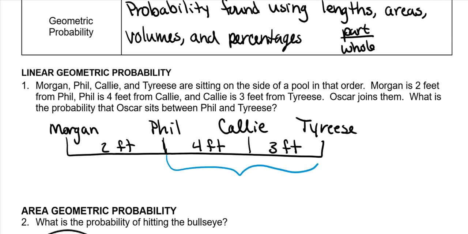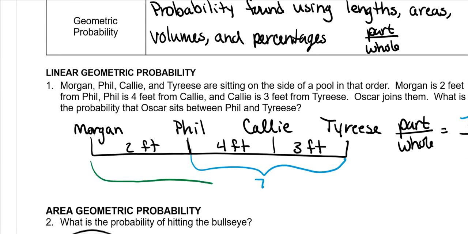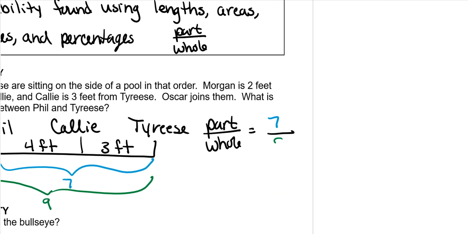So between these two. All right, so we always do part over whole. So first of all, between those two is my part, which is 4 plus 3, which is 7. So it's always part over whole. And my part is 7. And then my whole is how far apart are all of them. So it's basically 7 plus 2, which is 9. So this one would be 7 over 9. My answer would be 7 over 9 because that's my fraction. It can't be reduced. 7 over 9 is reduced as far as it can go.